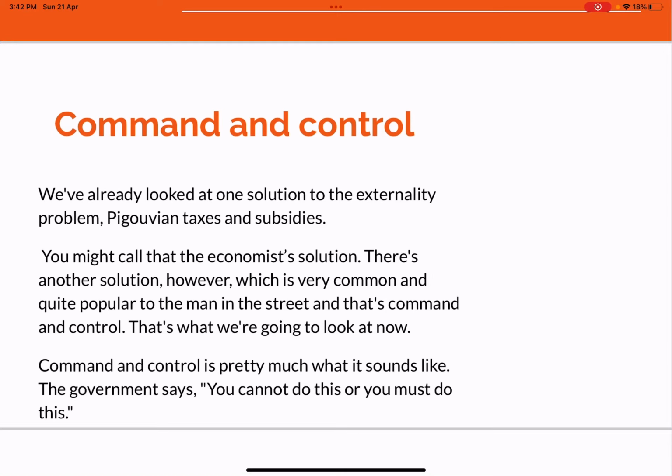Friends, we have already looked into one solution, the market approach of controlling externalities like air pollution. That approach we discussed at length was the approach of Arthur Pigou. He suggested government intervention in the form of Pigovian taxes if there is a negative externality, and in the form of Pigovian subsidies when there is a positive externality. So we can call this an economist solution.